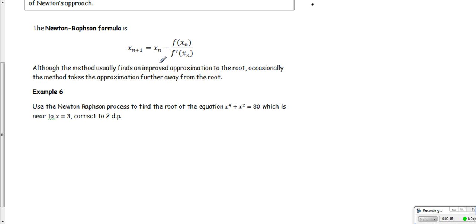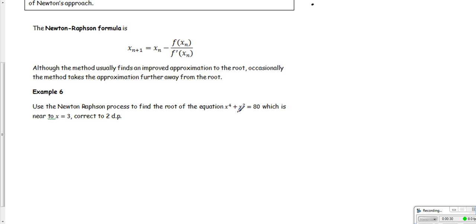This is the formula. It's a recurrence relation, which you will have studied in C1. You'll notice the use of f dash here, which means the derivative of f of x. You don't have to memorise this formula. It's in the formula book, so just make sure you're familiar with where it is.